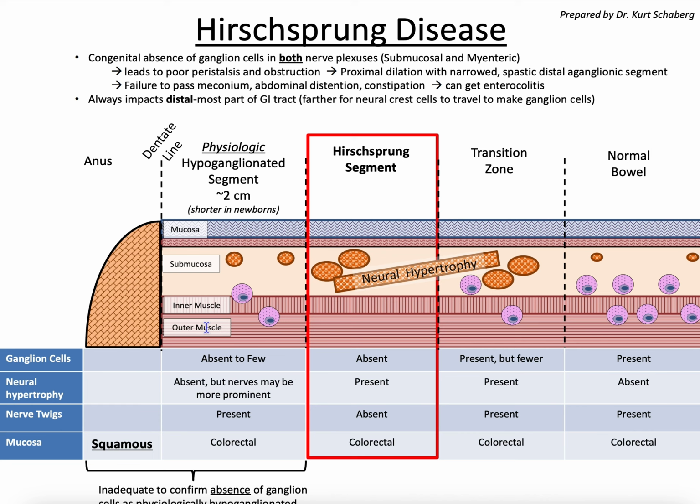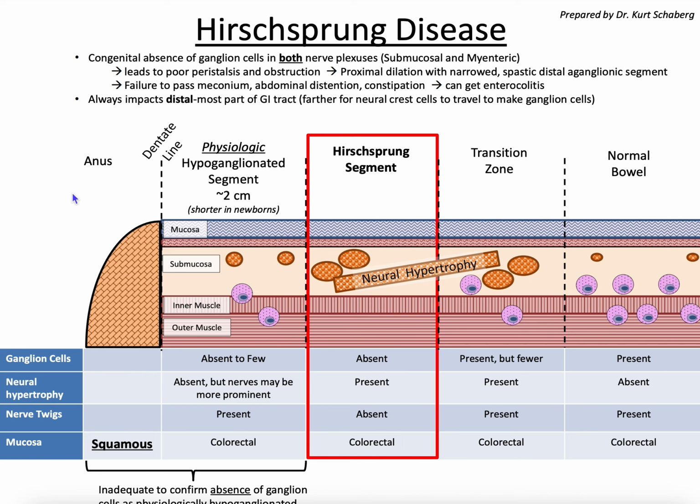Because you have poor peristalsis, you're going to have failure to pass meconium, abdominal distension, constipation, and the worst complication is you can get enterocolitis. It always impacts the distal-most part of the GI tract. This is where understanding embryology is so helpful, because the anorectal region is the furthest for the neural crest cells to travel to become ganglion cells. So during that traveling, if any process is interrupted for whatever reason, then you'll have this aganglionic segment in your distal anorectal region.